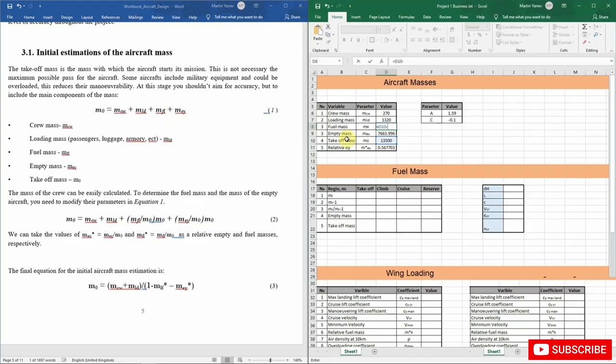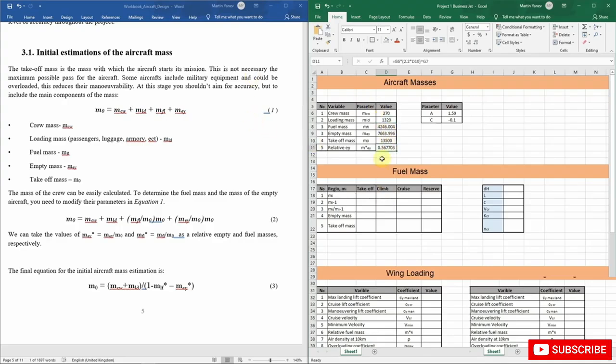So m0, the takeoff mass, minus the empty mass, minus the crew mass and minus the loading mass. And you can see that we have 4,246 kilograms of fuel that we can take on this aircraft. This is the maximum fuel that we can take. And that was everything, guys.